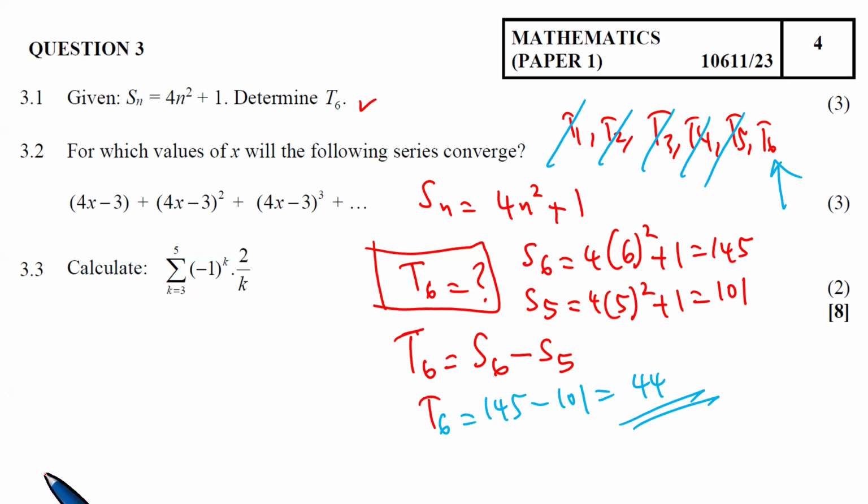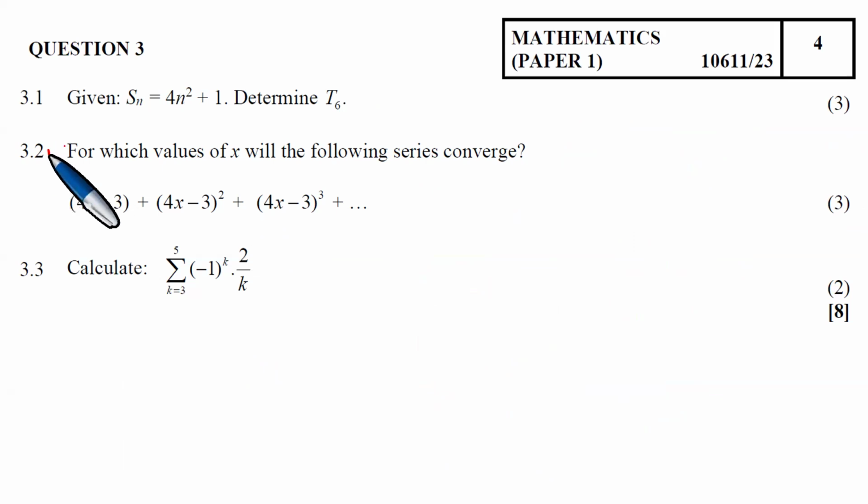We continue. For which values of x will the following series converge? Okay, so how do you do convergence? This is 3.2. If they give you 4x minus 3 plus (4x minus 3) squared plus (4x minus 3) cubed, for which values of x will the series converge? How do you do this question? To do convergence, you must find the constant ratio.